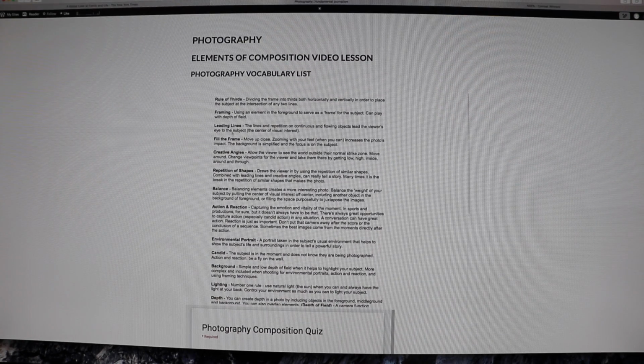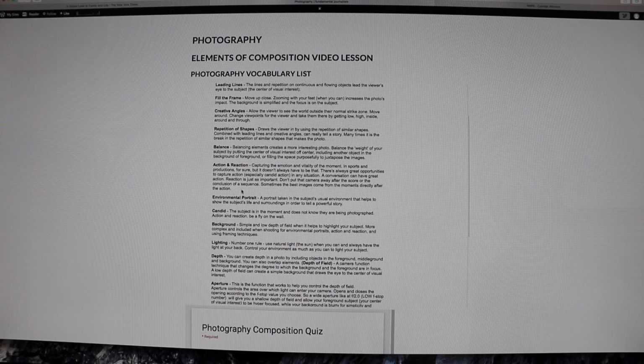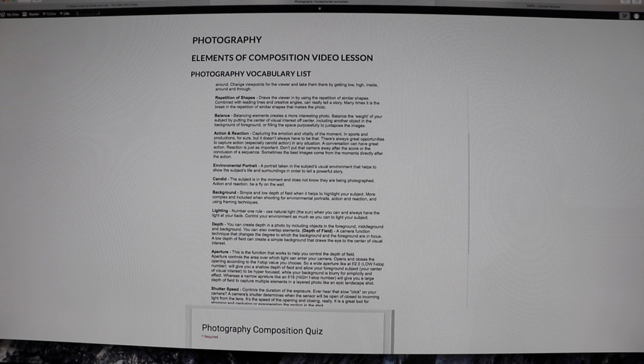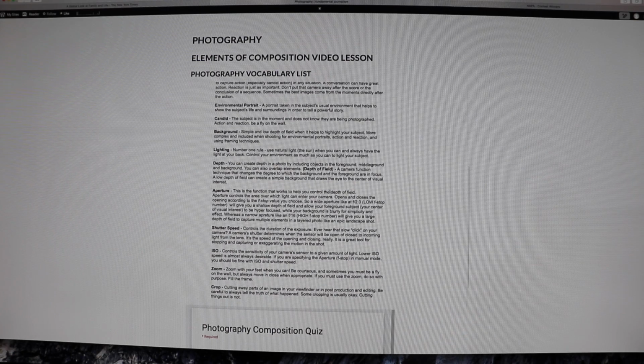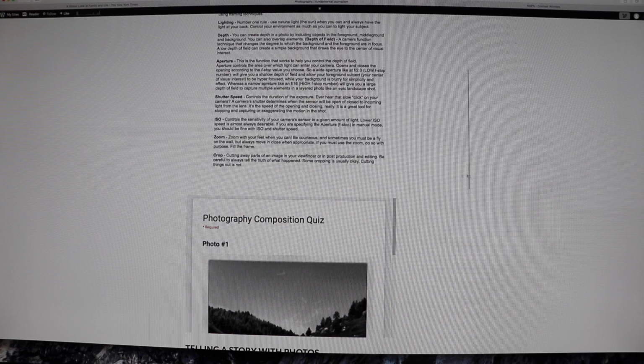We're going to talk about rule of thirds, framing, leading lines, filling the frame, creative angles, repetition of shapes, balance, action and reaction, and take a look at some environmental portrait shots as well in today's video lesson. Again, afterwards, there's a photographic composition quiz at the bottom.